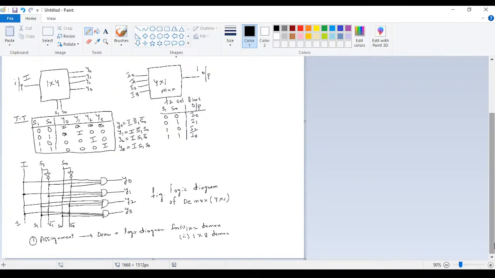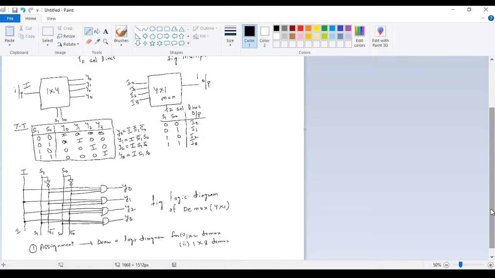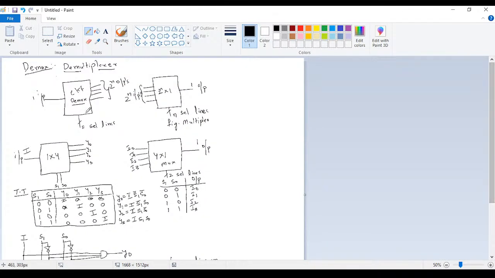Let me minimize this screen, and you go through once how we are going here. For the demultiplexer, you can see the circuit. This is a block diagram: one input, many outputs. We are having n number of selection lines, which means 2 power n outputs. That is the reverse of the multiplexer. And here you can see the functionality of the 1/4 demultiplexer.